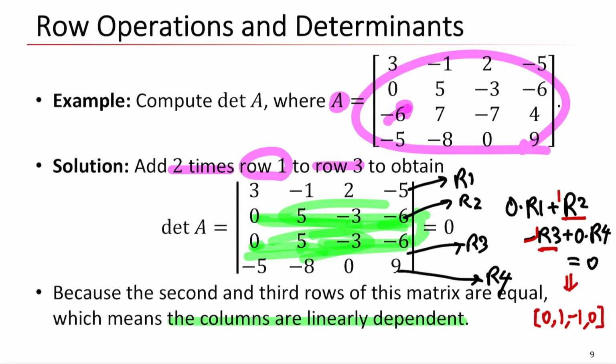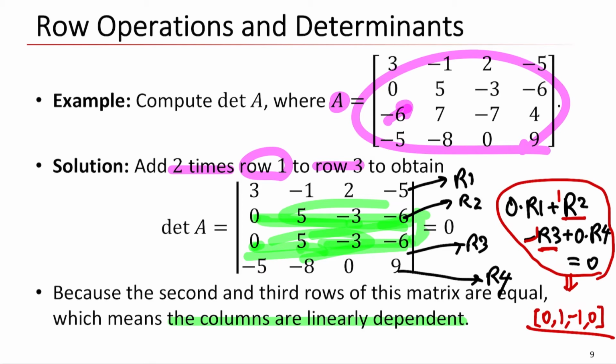0 is the solution. The coefficients 0, 1, negative 1, 0 satisfy these vector equations, which means those row vectors are linearly dependent. If they were linearly independent, the only solution for the coefficients would be the zero vector. But in this case, it's not a zero vector, so they are linearly dependent.